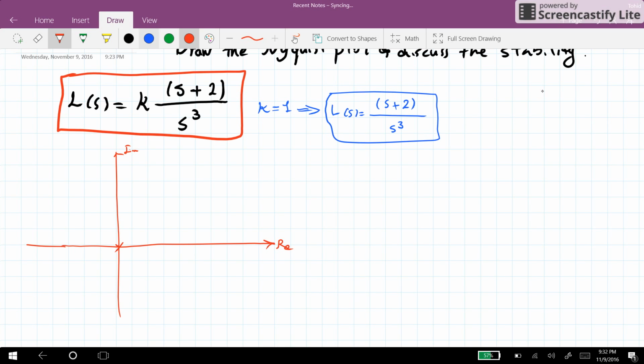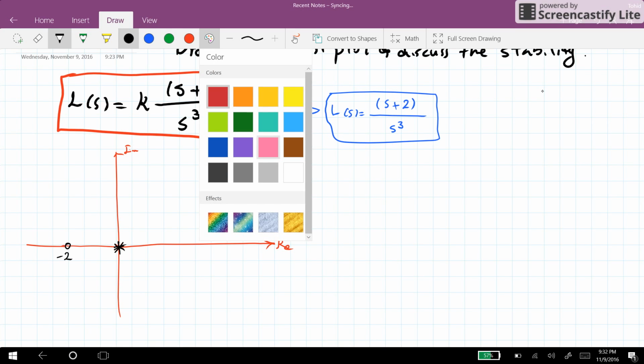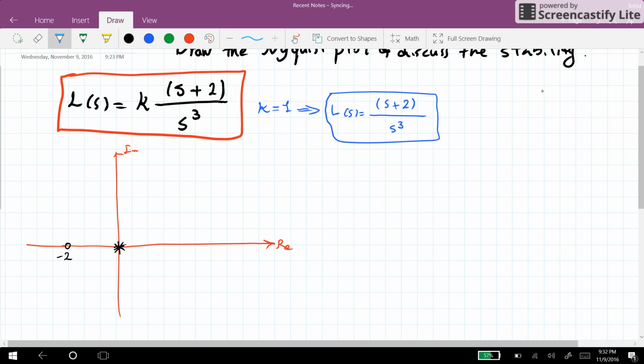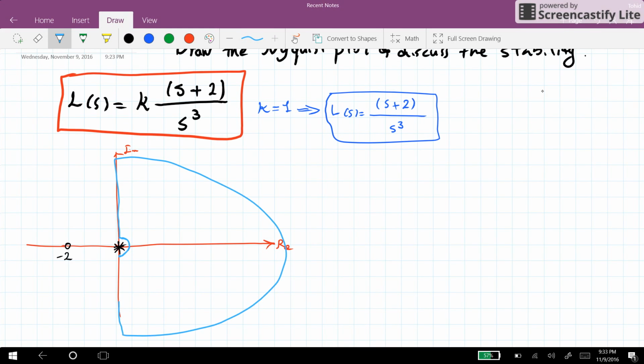Here we have 3 poles at the origin, and we have a 0 at -2. Then we need to draw the Nyquist contour for our system. And that contour should include the whole right half plane, and it shouldn't cross through any 0 or pole of the loop transfer function. So what we can do here is to have the contour drawn like this.